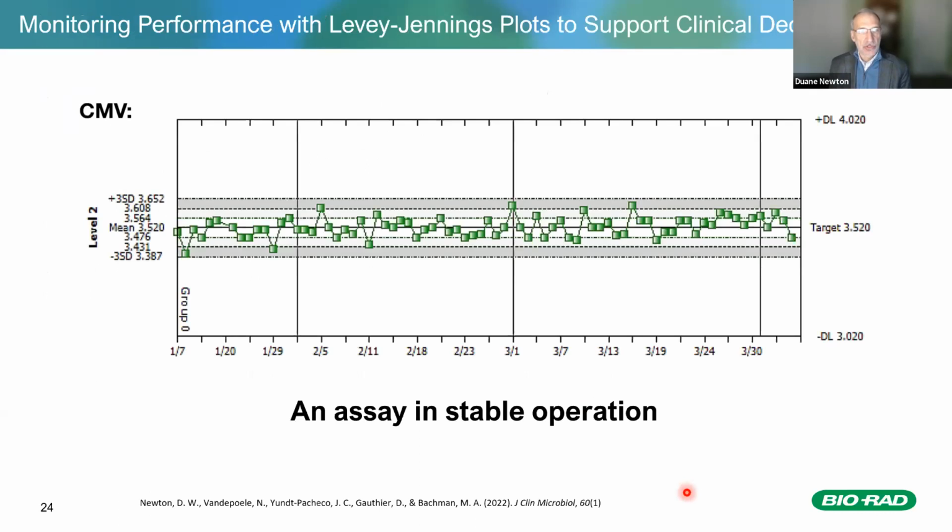So what might this look like? This is an example of an assay in stable operation. It's a low positive control for a CMV viral load. The middle line is the mean that was established for that control, and the hash lines on either side of the mean represent 1, 2, and 3 standard deviations away from that mean. And you can see that all the values are consistently below 3 standard deviations and mostly below 2 standard deviations from the mean.